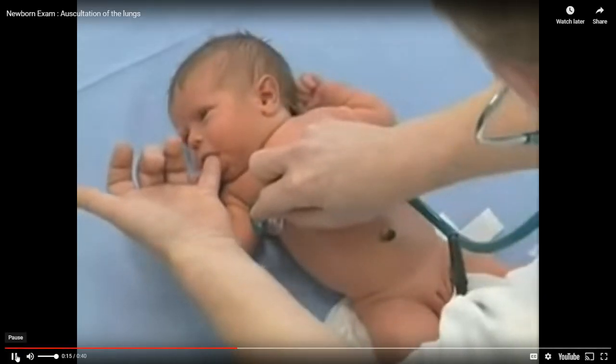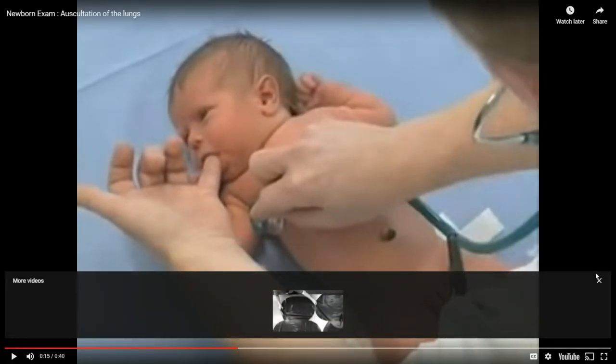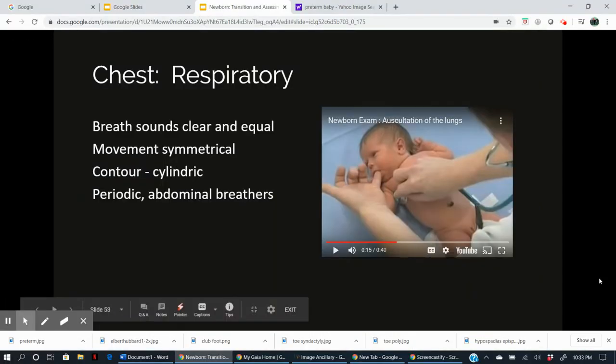Okay, so you got to hear some of those breath sounds. If not, put on headphones or turn down your volume and listen. So when we look at the chest with breathing, obviously, movement should be symmetrical. You don't want to see one side working harder than the other. You don't want to see those seesaw respirations.